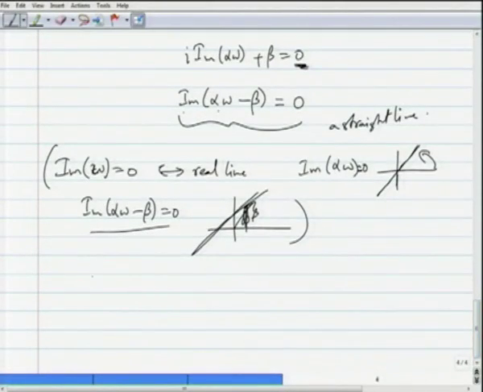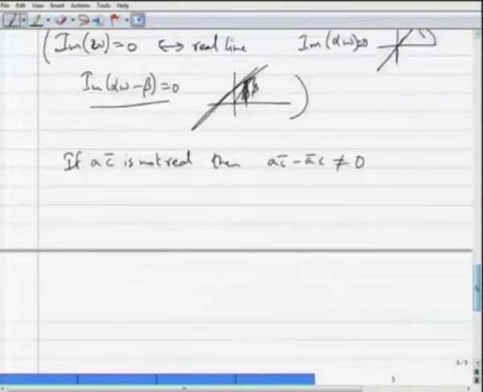In the other case, if A c bar is not real, then the coefficient of mod w squared in star is not 0. Then A c bar minus A bar c is not equal to 0. So, that is the point.